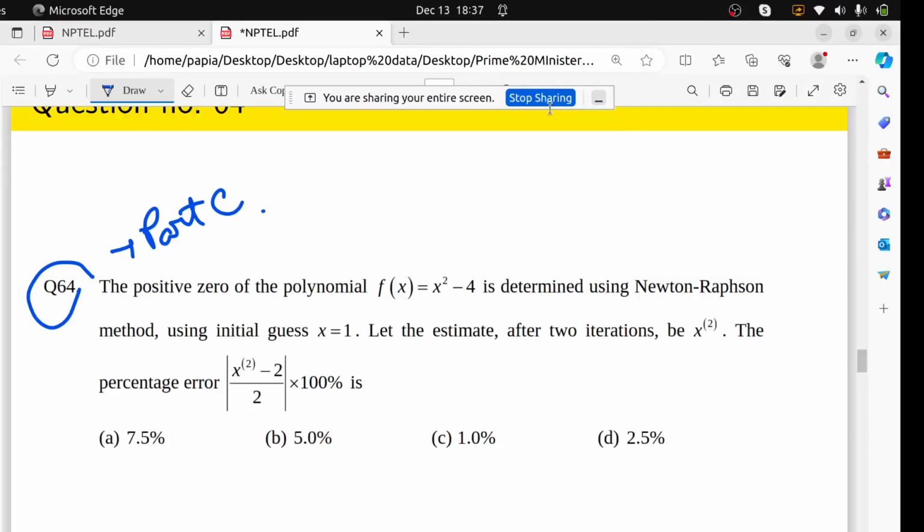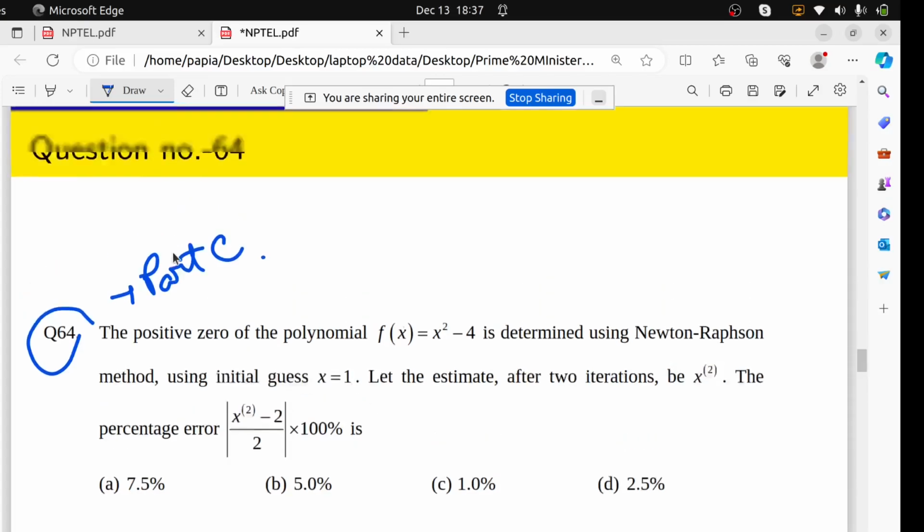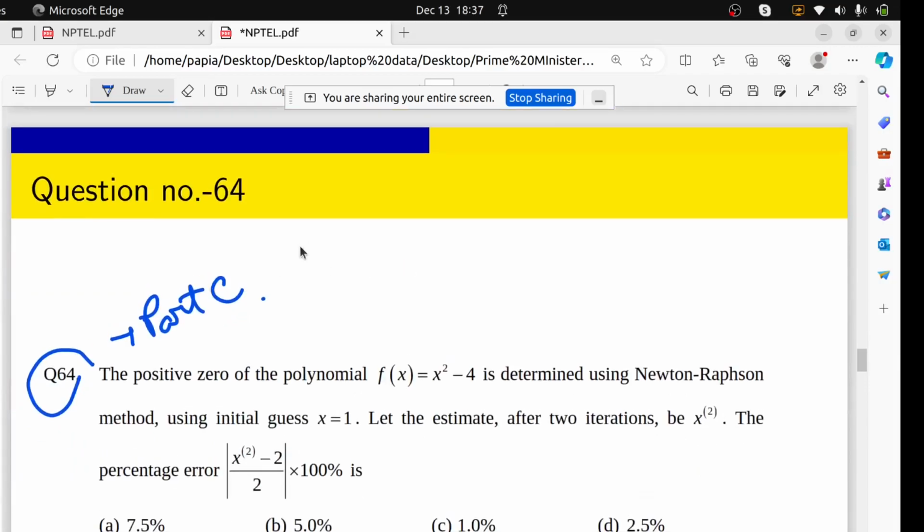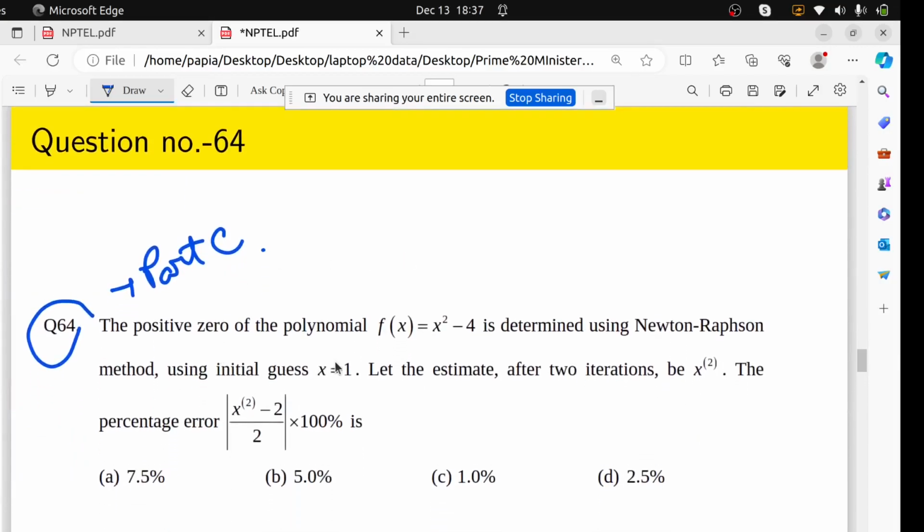Yes, ma'am. So have you heard about this question or not? Because I think at that time the internet had gone. Okay. So this is the question from December 2019. The question number is 64. The positive zero of the polynomial f(x) equals x square minus 4 is determined using the iteration method. Using initial guess x equals 1, let the estimate after 2 iterations be x2. The percentage error is how much?